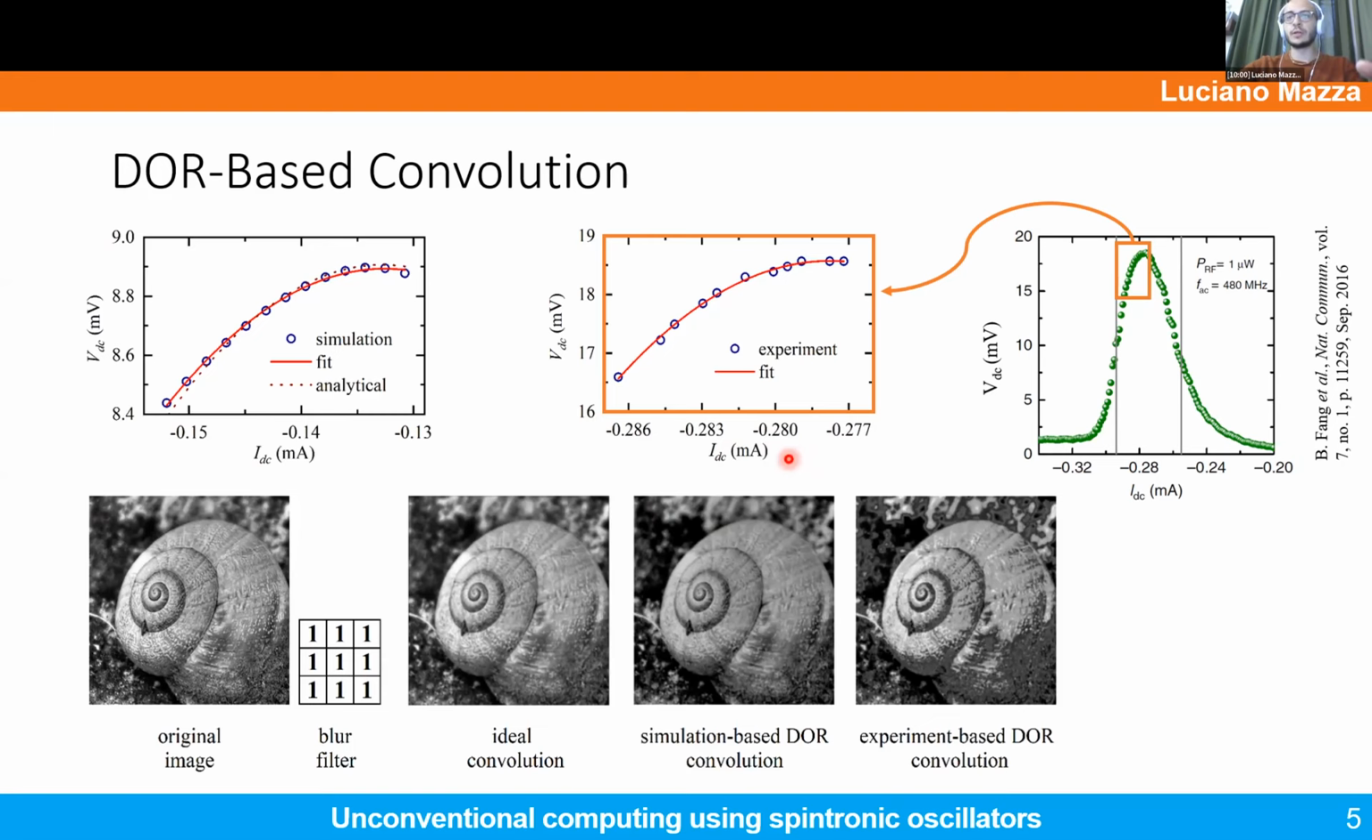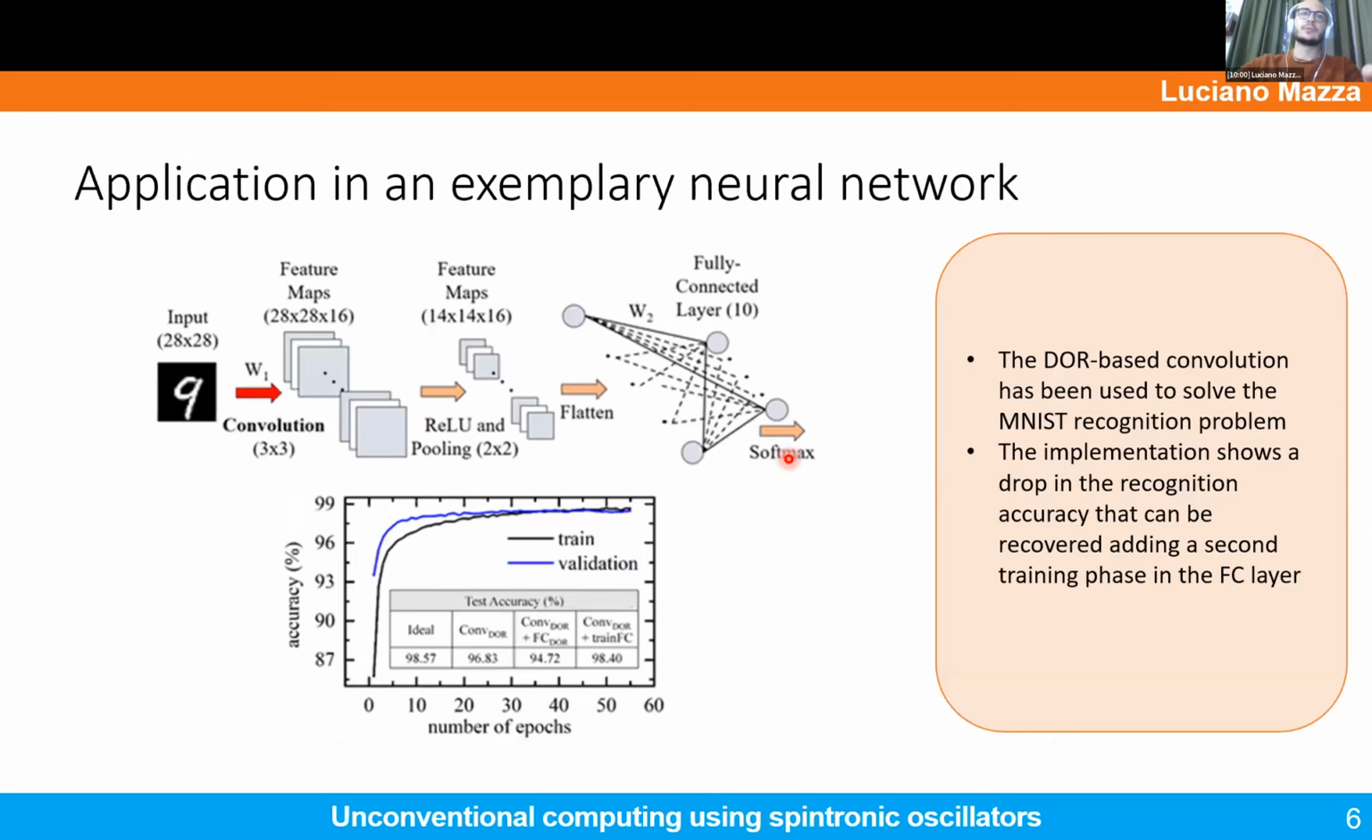But in particular, what we want to state here is that these differences do not influence the recognition process of a convolutional neural network. And to do this, we apply this convolution in an exemplary neural network that solves the MNIST recognition problem. The MNIST database has handwritten digits, and we use these as input to our very small network that is based on a convolutional layer and a fully connected layer mainly.